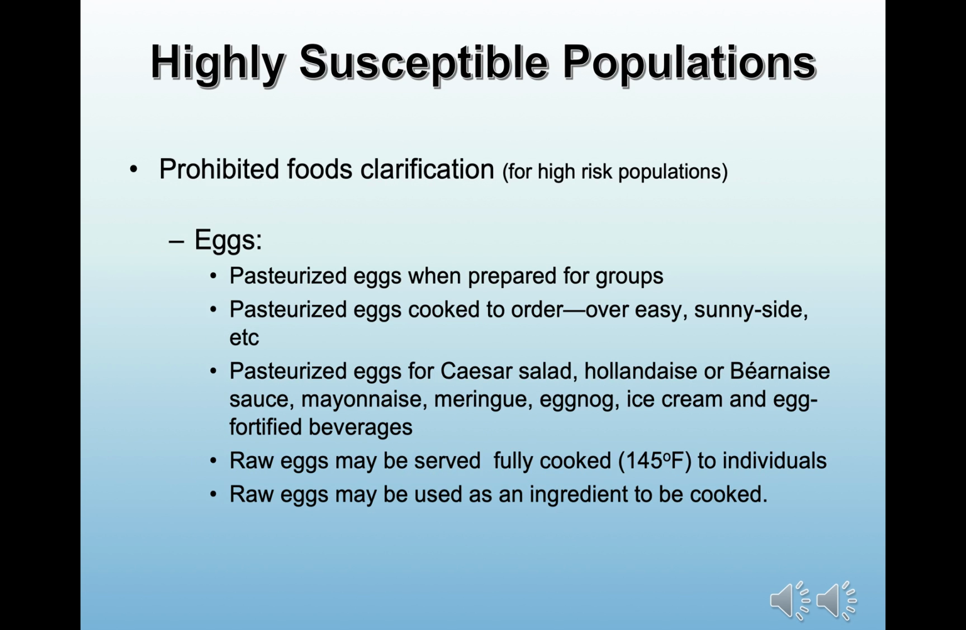As we previously mentioned, highly susceptible populations have different standards for certain foods. Eggs are an example of this. Eggs must be pasteurized when prepared for groups, or when they are made to order if they are undercooked, such as over easy or sunny side up. Pasteurized eggs must also be used for Caesar salad, hollandaise sauce, mayonnaise, meringue, eggnog, ice cream, and egg-fortified beverages.